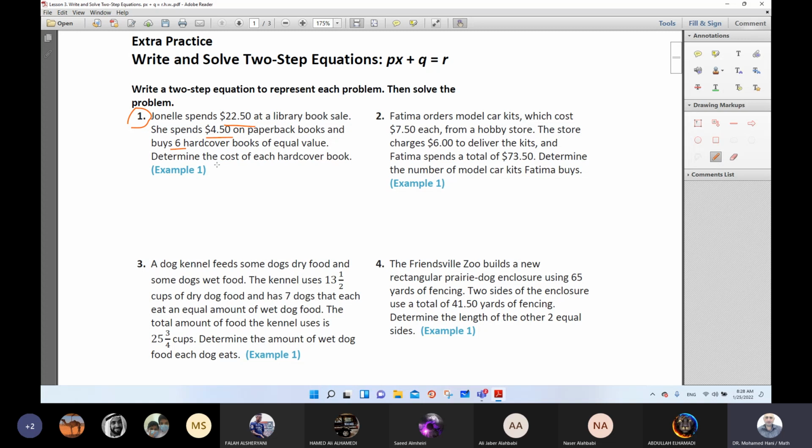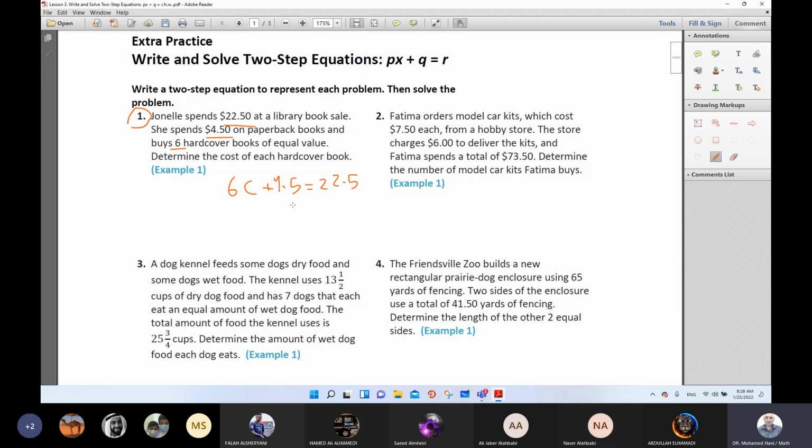As you see, she buys 6 hardcover books of equal value. So here we have 6. Represent here, for example, C plus 4.5 equal the total here 22.5.